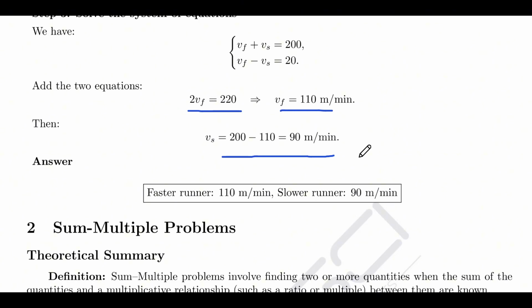Next time we will move on to some multiple problems, where the relationships involve multiples or ratios rather than differences.